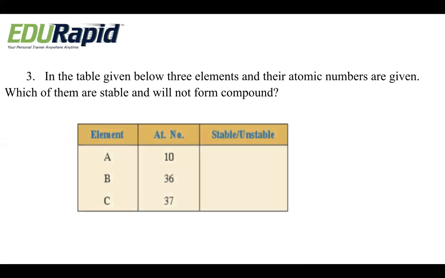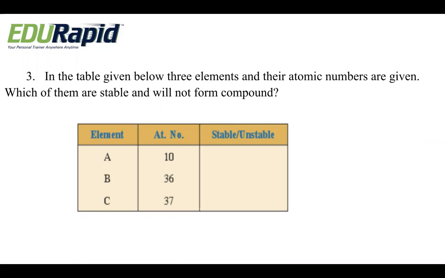Third one, in the table given below, 3 elements and their atomic numbers are given. Which of them are stable and will not form compounds, right? You should say which of the following: A, B, C. That is, A has atomic number 10, B has atomic number 36, lastly C has 37. For this you should write the electronic configuration. The element that has 8 electrons in its outermost shell is not reactive.